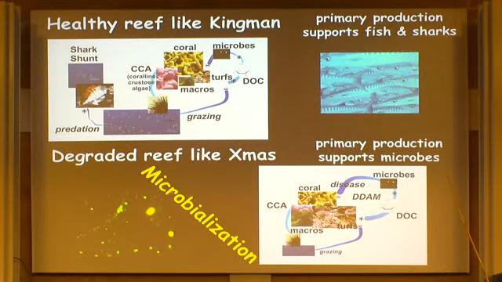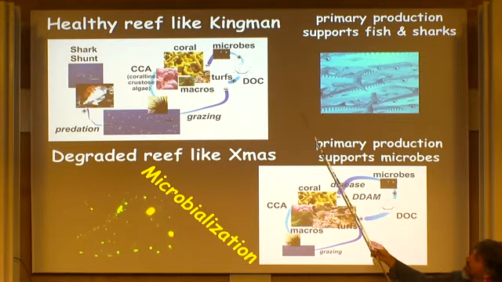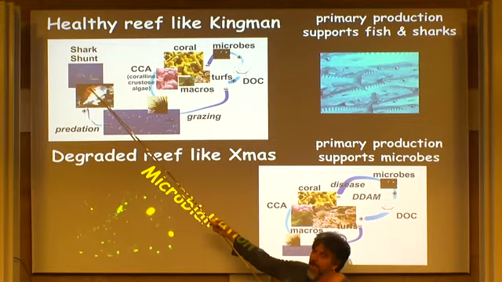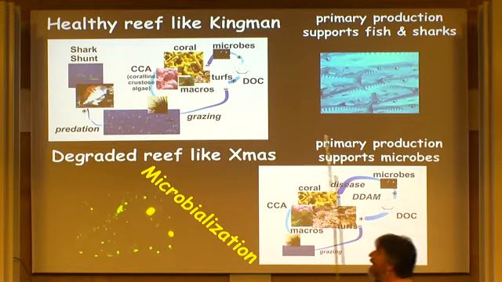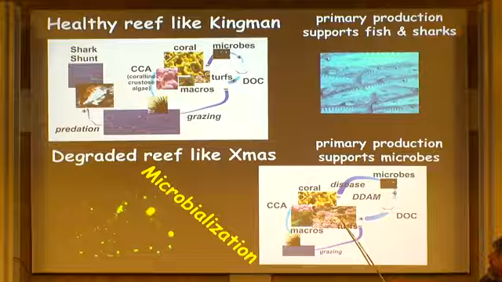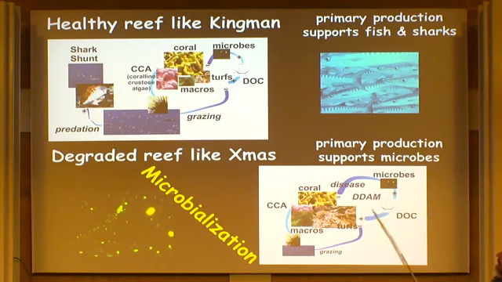All right, so the ecology, the big model of it, says this: on a healthy coral reef like Kingman, your primary production is building this bottom and feeding these guys. On a screwed up one, your primary production is destroying the structure and feeding the microbes, is what it looks like.